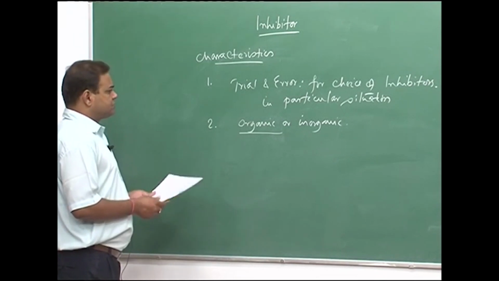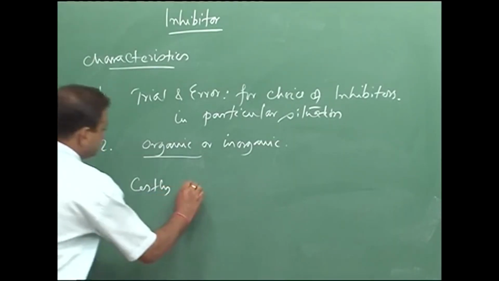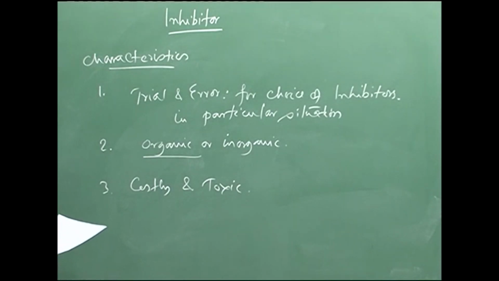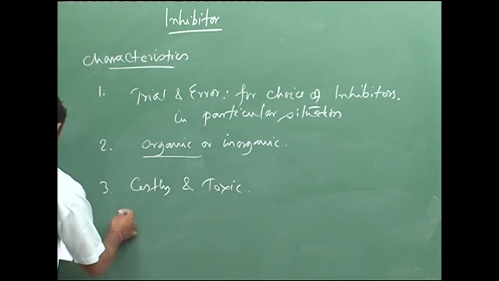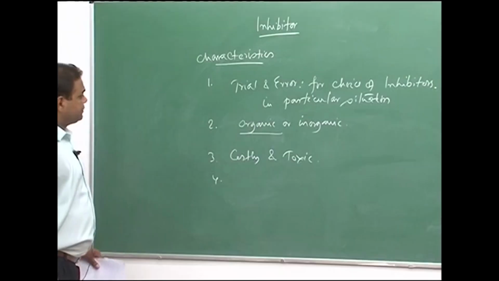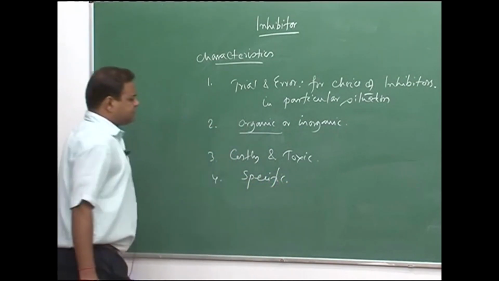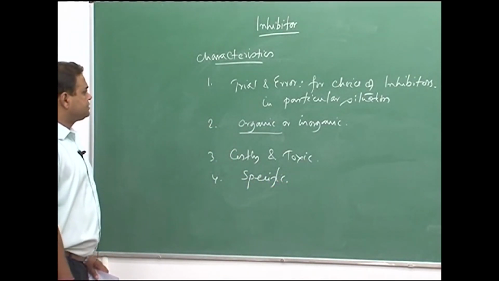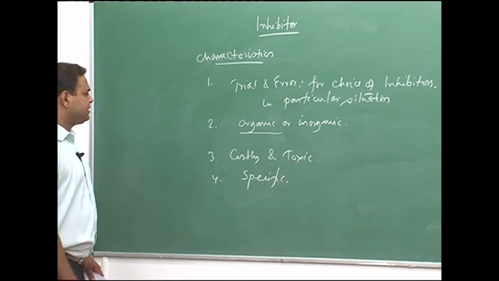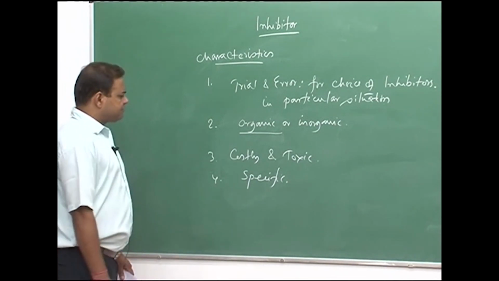Now, inhibitors definitely are costly as well as toxic, and they are specific. It means that for a particular system, for a particular metal, one inhibitor can work nicely, but that cannot work in another case. So, it is specific in nature.